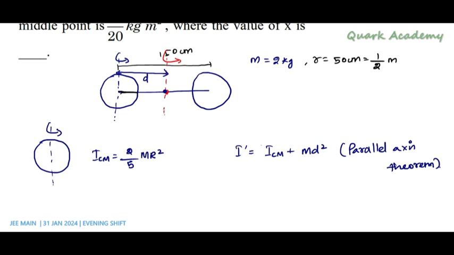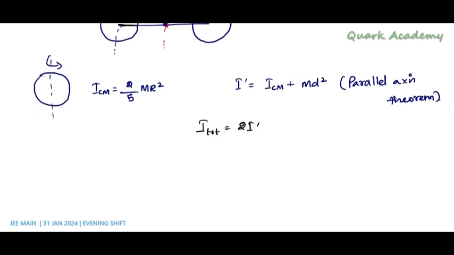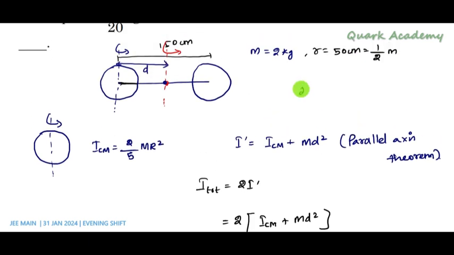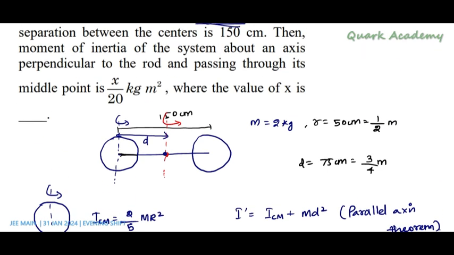Now this is due to only one sphere. Since we have two spheres and they are identical, placed in the same way with the same mass and radius, the total moment of inertia is going to be twice this one. I total is twice I dash, which is equal to 2 into I CM plus m d squared. Here d is half of 150, so 75 centimeter, which can be written as 3 by 4 meters. It is important to convert everything into meters because the question mentions kg meter square.